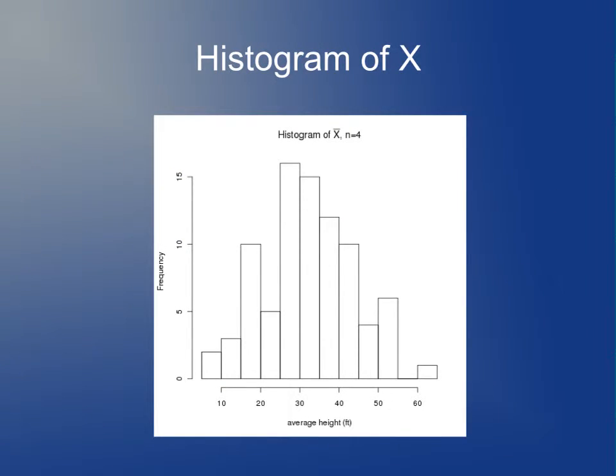I did this in R, and here's what the resulting distribution looks like, and you can see already it looks a lot more bell-shaped than the original data did. And we'll see here in a few minutes that this is not a coincidence.